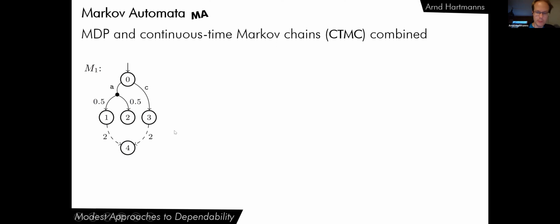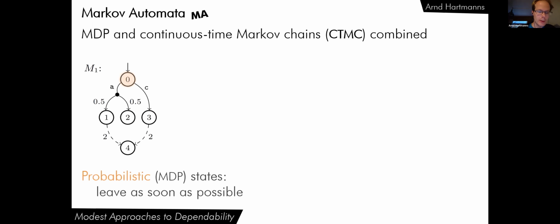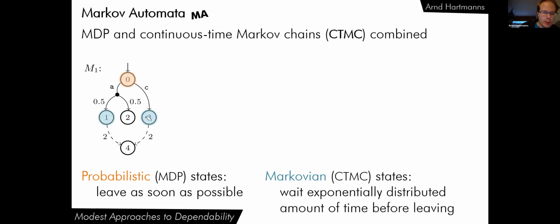So here's an example of a Markov automaton. In these, you have two kinds of states. You have probabilistic states, like the orange one here, that behave like in an MDP. No time elapses in general, unless someone else blocks your actions here. And then you go to random outcomes, and you can make an optimistic choice. And the other states, the ones with dashed transitions going out, are what we call Markovian states. They are like in a continuous time Markov chain.